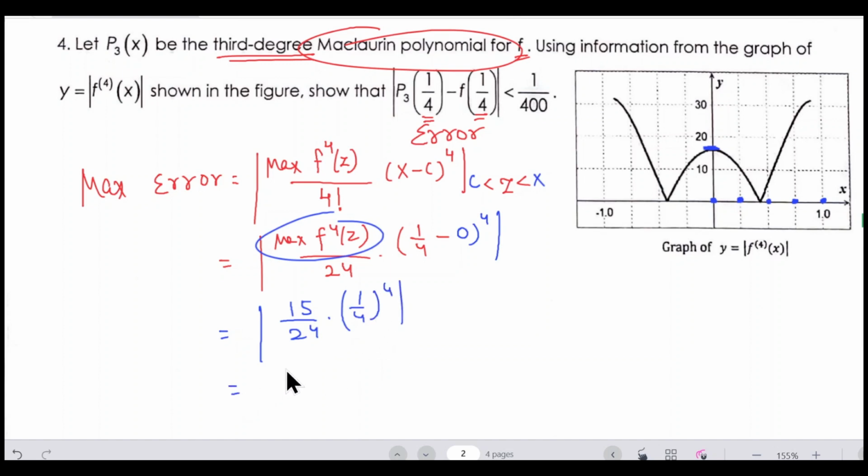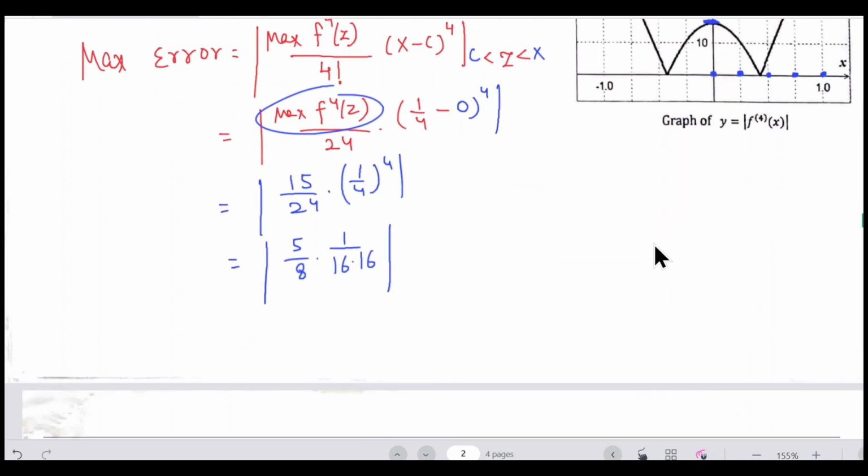If you do this using a calculator, actually, you know what? I don't know if calculator is allowed or not. I think it is not. So let's try to simplify this manually. 3 5s are 15, 3 8s are 24, and this is 4 raised to 4, which is, I think, 16 times 16, I would say. So this one simplified further, I think.